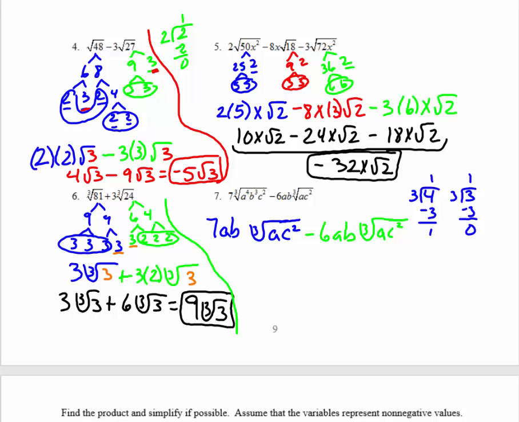Do we have like radicals? Yes, there's the same index with the same radicand, so all we've got to do is put the numbers in front together. So 7ab minus 6ab is 1ab. The radical does not change, so we leave it as a cube root of ac squared. Don't need the 1 because it's understood to be there, so we will just box in ab cube root of ac squared.